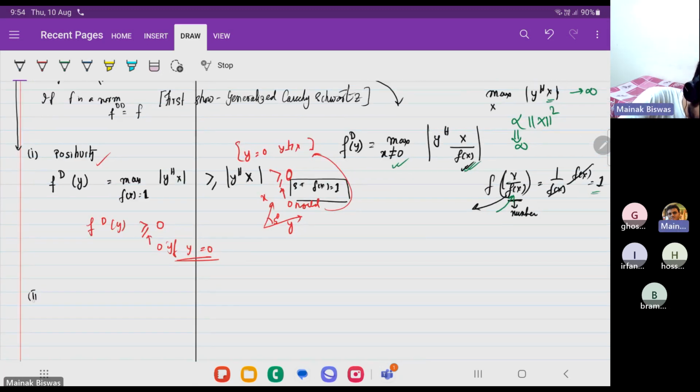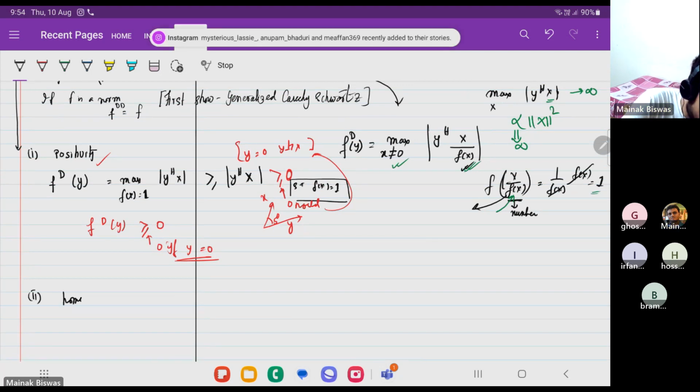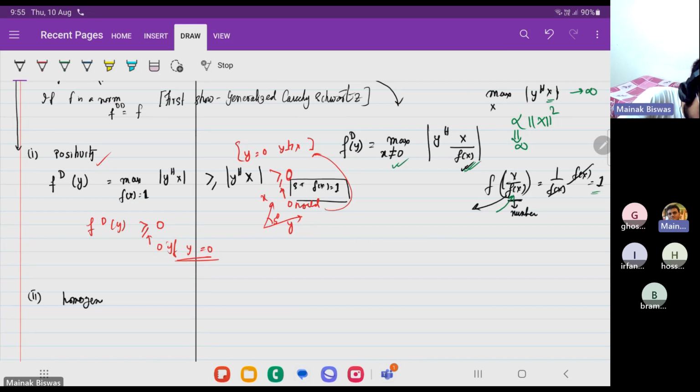Number 2 will be this. You will tell me this has no technicality. Homogeneity. Homogeneity, how will I prove? That is, f dual of a y. How will I write f dual of a y? Tell me.